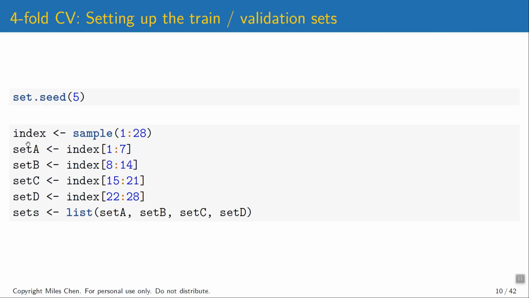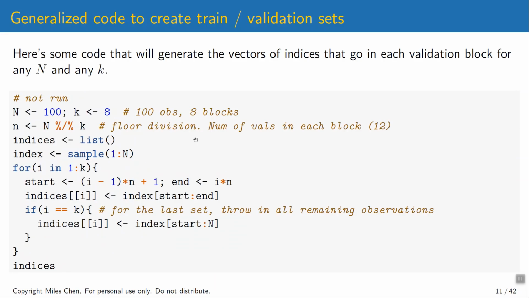And I set up the validation sets this way. Okay, so we have 28 observations in here. And I shuffle those using sample, and then we're just going to put 7 into each of these kind of blocks. And then here's just some generalized code for different n's and different k's, if you want to do that.